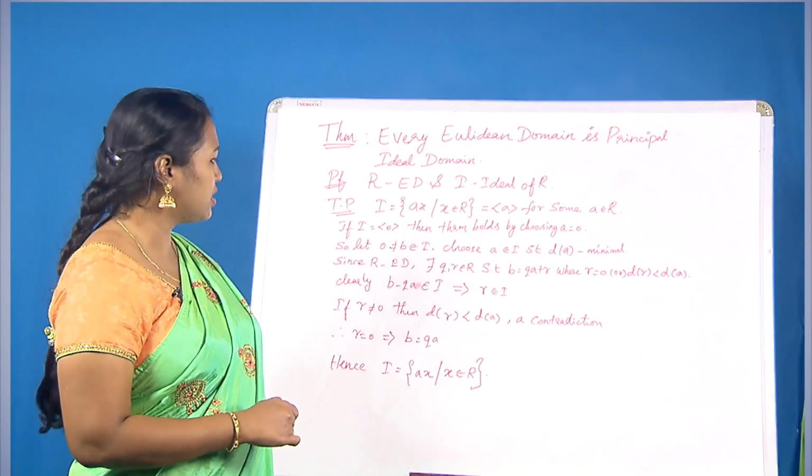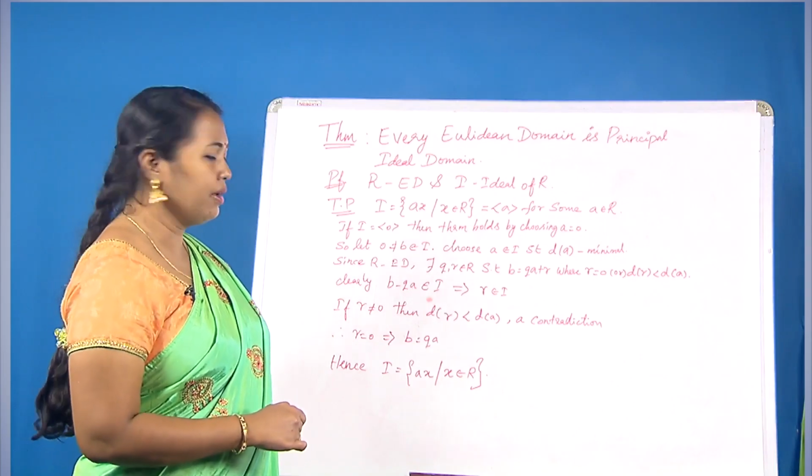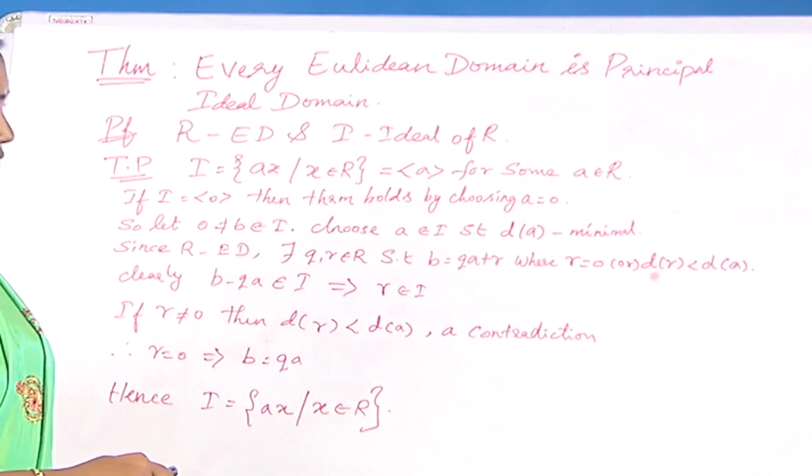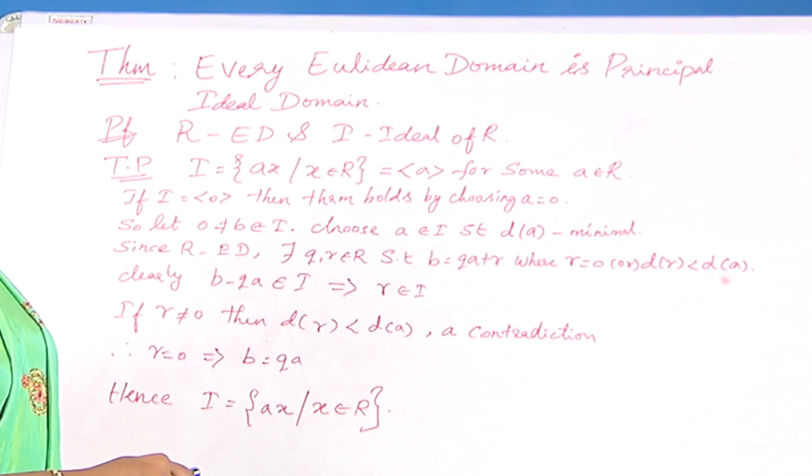How is this? Since A is inside I, the product of any element with A, that is QA, will belong to I. Since B is also in I, B minus QA is also going to be in I because of the ideal definition, but we know that B minus QA is R. So from this you can say that R belongs to I. Suppose R is not 0. Then this particular R has to satisfy this condition, no? D of R is less than D of A.